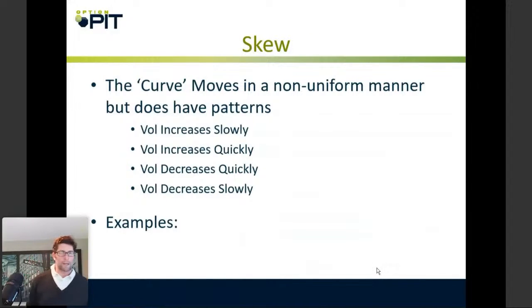Now, again, skew moves in what I would call a non-uniform manner, but it does have patterns. What I will say is index skew is relatively uniform and tradable, at least in the SPX, Russell, and the NASDAQ. What I say here is vol can move different ways. It can increase slowly. It can increase quickly. It can decrease slowly. It can decrease quickly. Skews can move from the money, at the money. What I can do is I can give you an example here real fast.